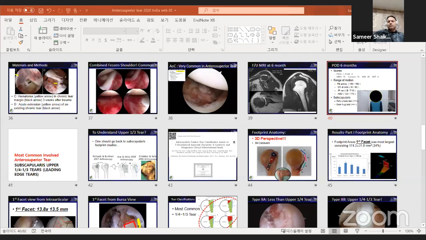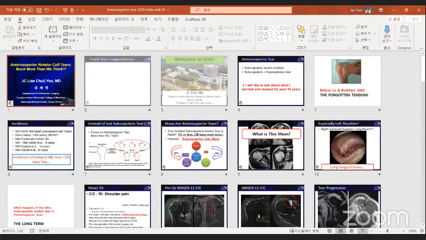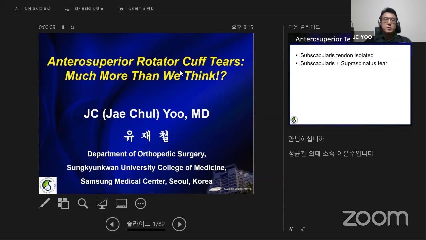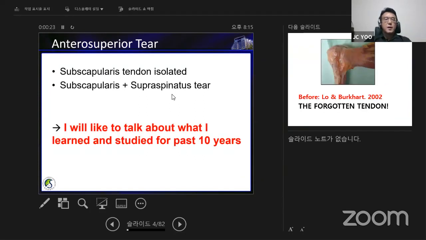Okay, so I changed the topic a little to talk about the anterior superior tear, which is more common than the isolated one. As you know, the anterior superior tear is where the subscap tendon is isolated, or it's an anterior superior tear where it's combined with supra or infra. And I'd like to talk about what I've been doing for the past 10 years.